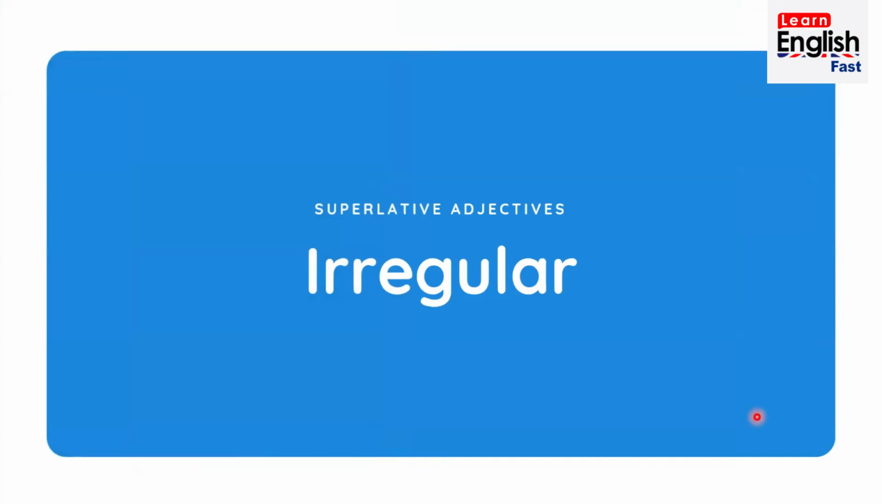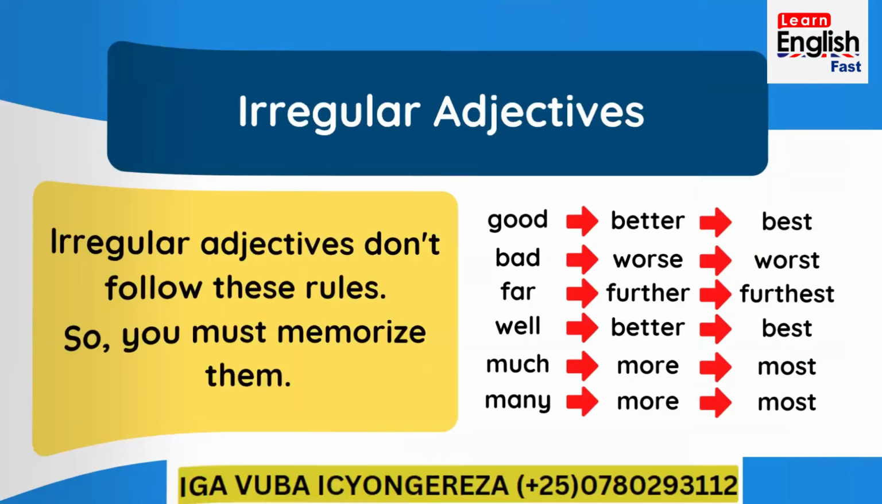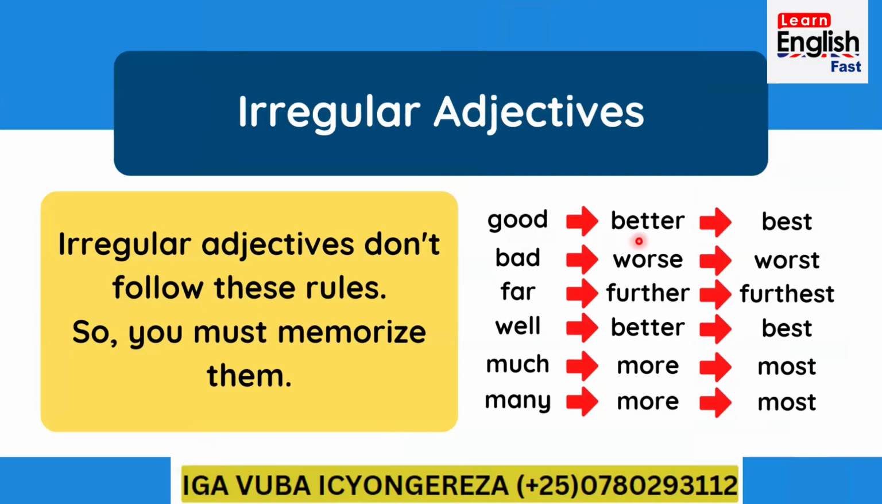Let's see irregular. Reka turebe superlative zidakurikiza amategeko. Remember, ibi byo ugomba kubifata mu mutwe. Good ihinduka better, igahinduka the best. Hano kuko muri superlative igihe cyose aba ari the, hano gwakibuka yuko tugomba kuba dufite the best. Bad, worse, the worst. Far, farther, the farthest. Well, better, the best. Nubwo the idahari, ndi kuyivuga kugira ngo umenye ko ibi hari. Much, more, the most. Many, more, the most.